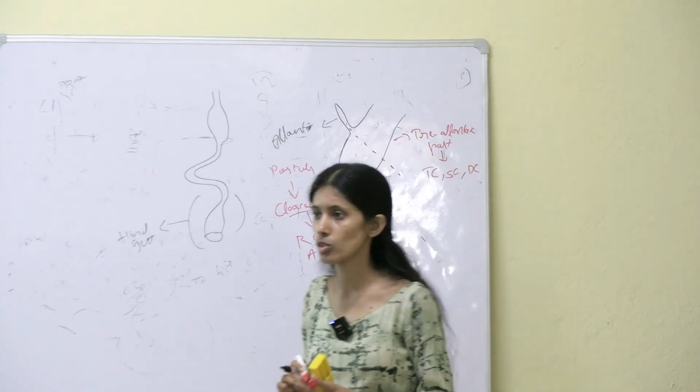Okay, any doubts? We have the hindgut, your allantois will open into the hindgut, so it divides your hindgut into two parts. We have the pre-allantoic part and post-allantoic part. The pre-allantoic part will give rise to your transverse colon, descending colon and sigmoid colon, whereas the post-allantoic part, which is also known as the cloacal part, will give rise to your rectum and upper part of the anal canal. Okay.